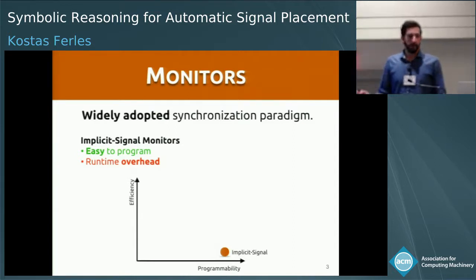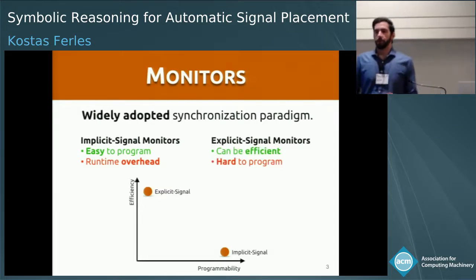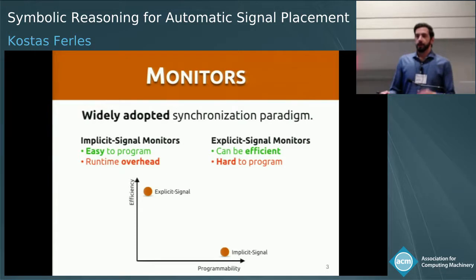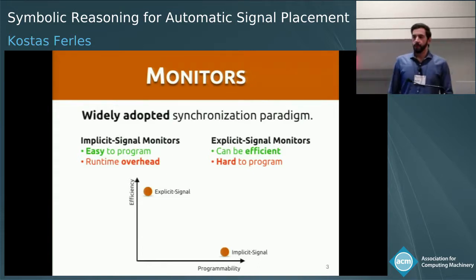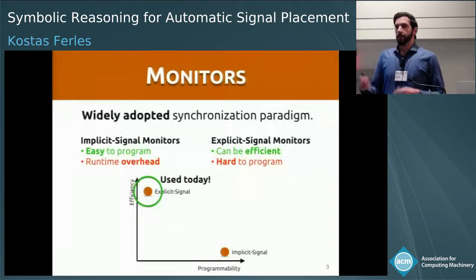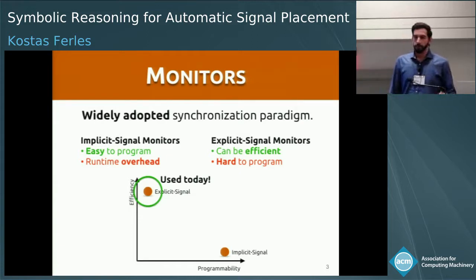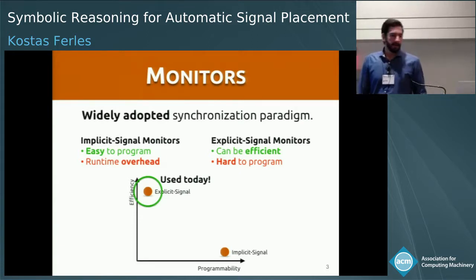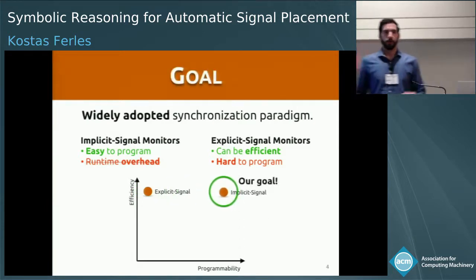On the other end, we have what are called explicit signal monitors, which do require the programmer to manually signal threads. As you can imagine, they can result in far more efficient implementations, but these implementations are way harder to write. However, since today we want our programs to run really fast, programmers tend to use explicit signal monitors in most cases. So the goal of our technique is to provide an implicit signal implementation which is not only easy to write, but is also efficient in practice.